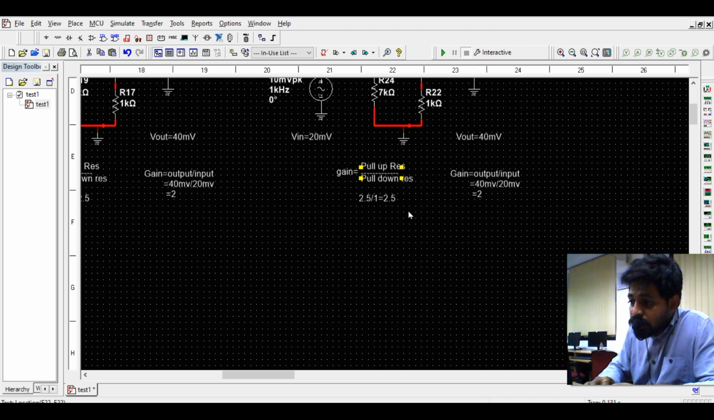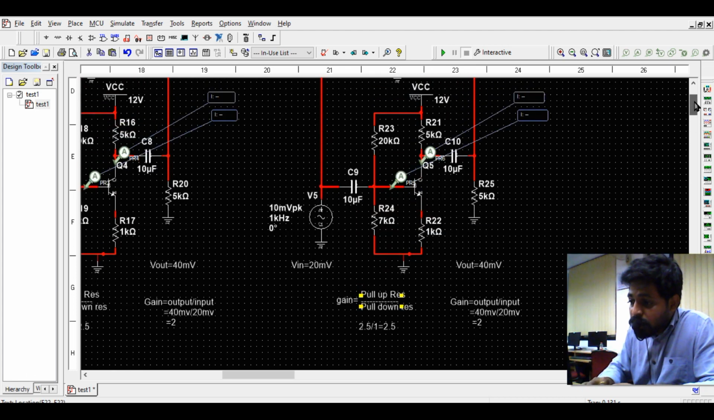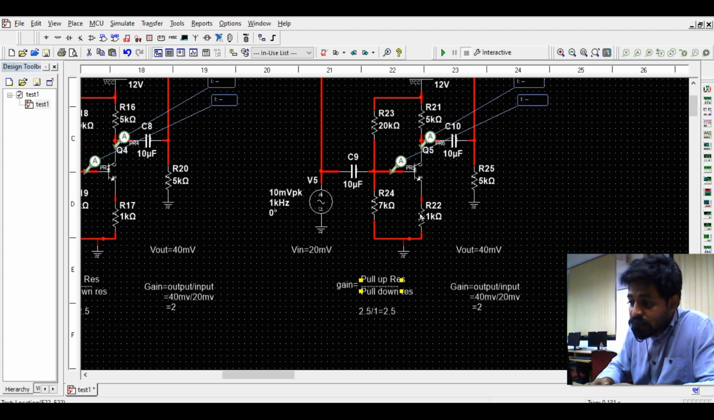So for decreasing the pull down resistance, I cannot reduce this one. If I reduce this one, the stability of the circuit will be disturbed. So I cannot do this one. What I do is, in parallel to this one, I will be keeping a capacitor. We call it a bypass capacitor. I will be keeping a bypass capacitor over here. So with the bypass capacitor, I will be having a flexibility.